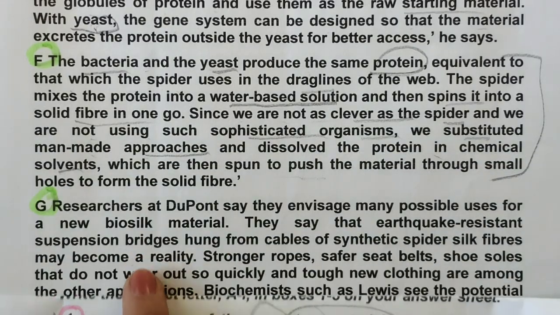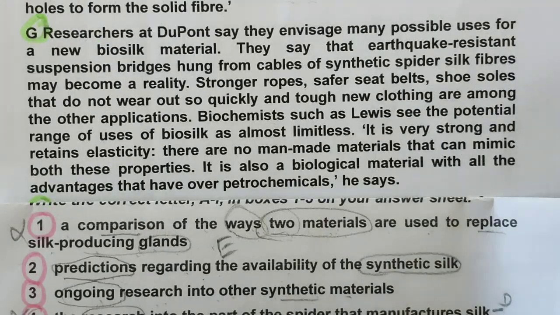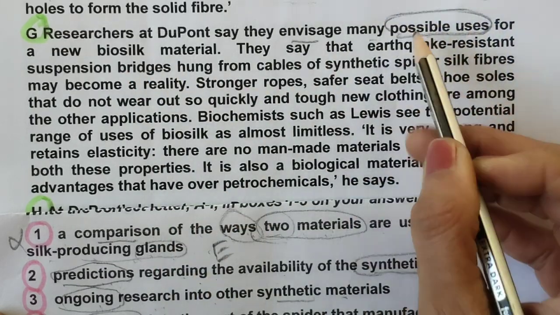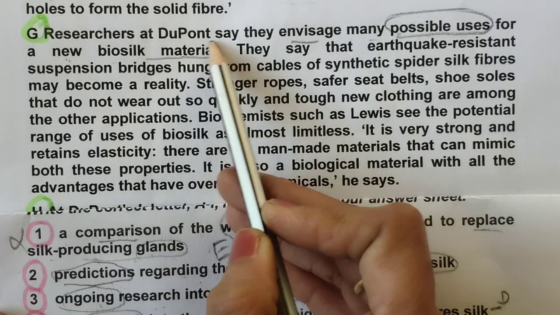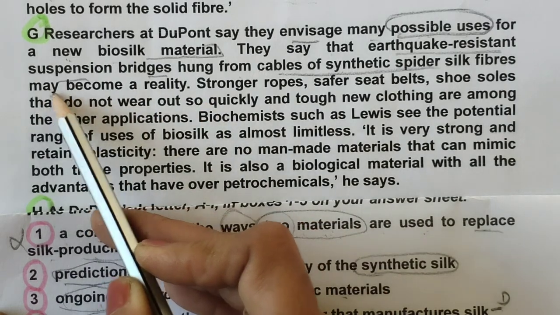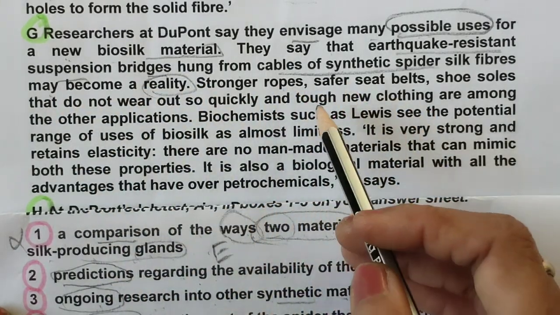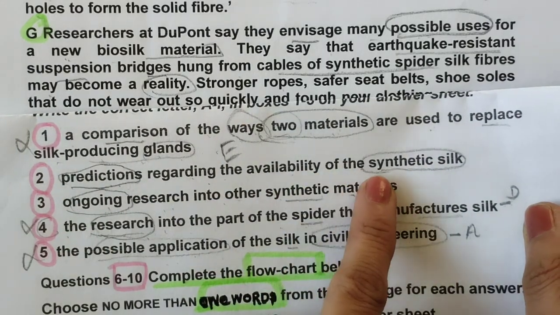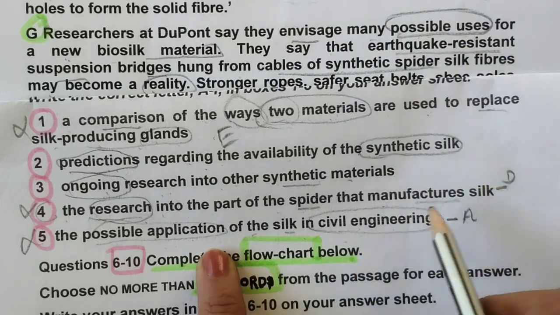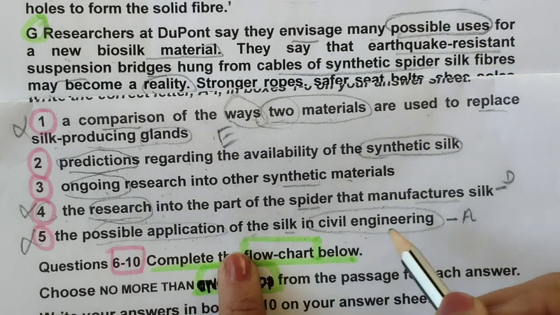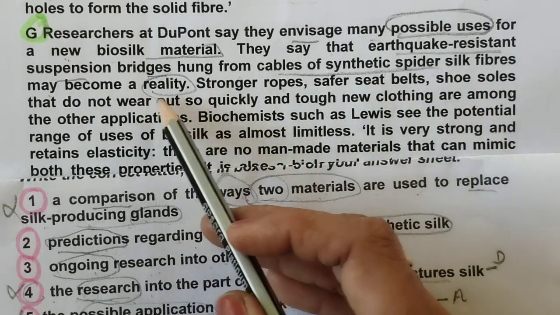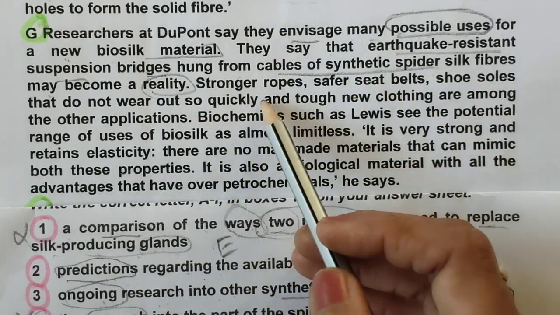Okay, so let's read G paragraph also. Researchers at the company say they envisage many possible uses for the new biosilk material. They say that earthquake resistant suspension bridges hung from cables of synthetic spider silk fibers may become a reality. So let's find the option. Prediction regarding the availability of synthetic silk. Possible application, possible uses of the silk in civil engineering. So possible application is there, but where is civil engineering? They are talking about bridges hung from cables of synthetic spider silk that may become reality, but yes, the direct word is not there. Let's read some more.